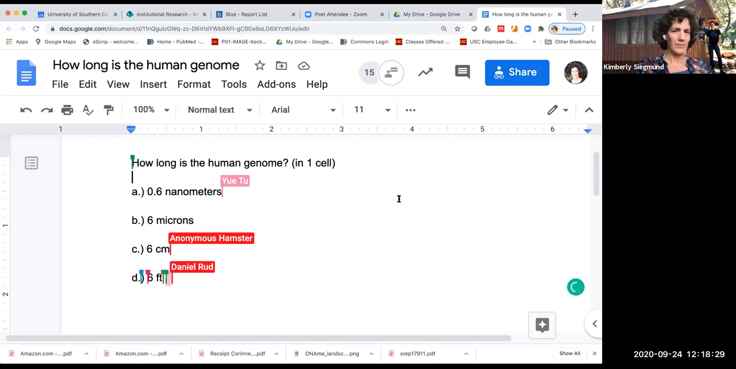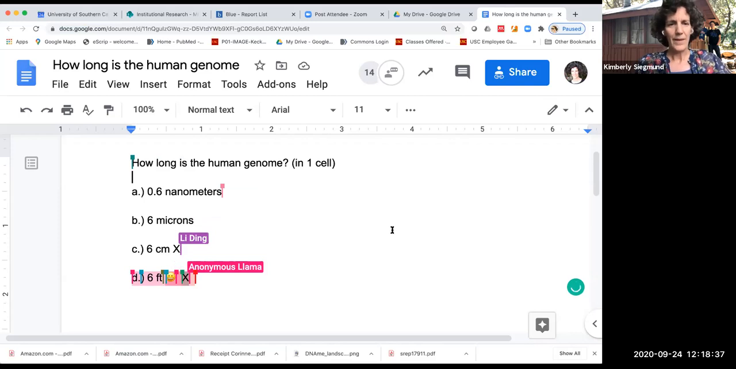Anyone? I see a lot of people jumping around. Anyone? I see a lot of people going down to the bottom. All right. So that's good.